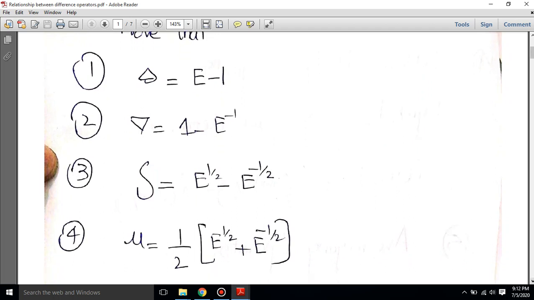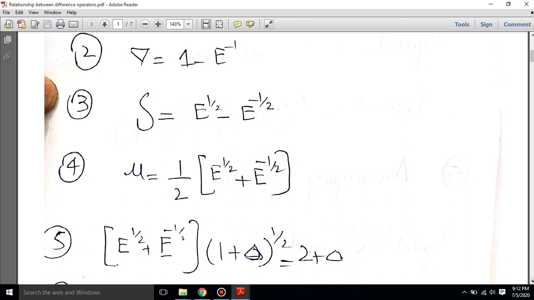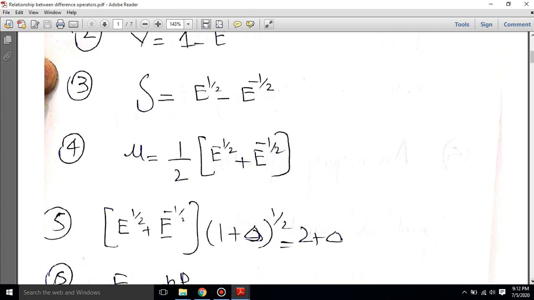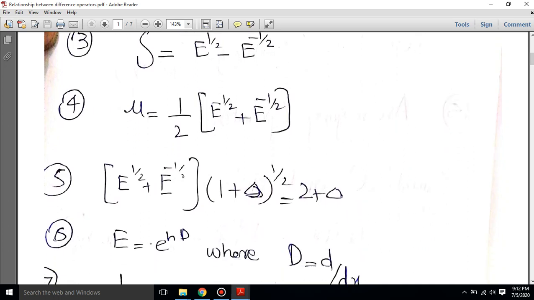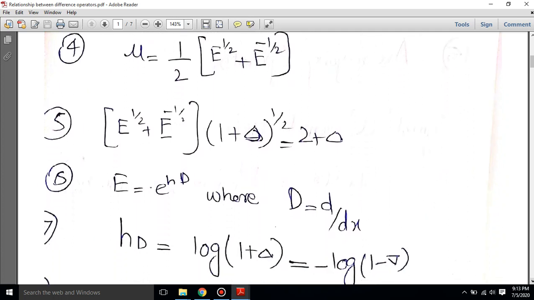Then in the fourth one, we have to prove that mu, the averaging operator, will be equal to half of E to the power 1 by 2 plus E to the power minus 1 by 2. And then we have to prove another one in the fifth, that E to the power 1 by 2 plus E to the power minus 1 by 2, into 1 plus del to the power 1 by 2, is equal to 2 plus del. And at the last we have to prove that E is equal to e to the power hD, where D is the derivative.